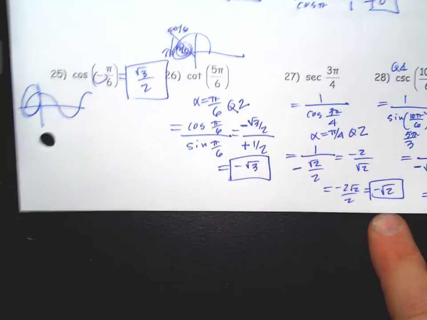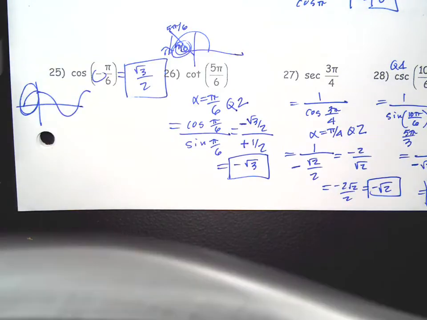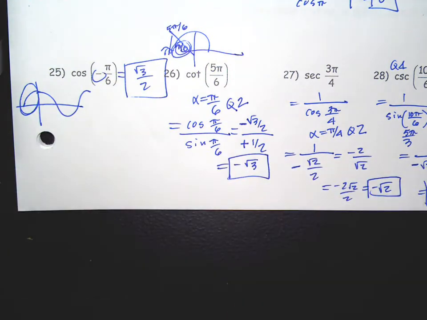Okay? You have to get used to radians. You can't rely on converting. That's going to take too much time. So, all right, now onto the little circle stuff.